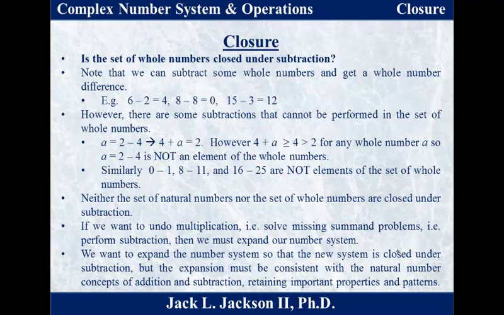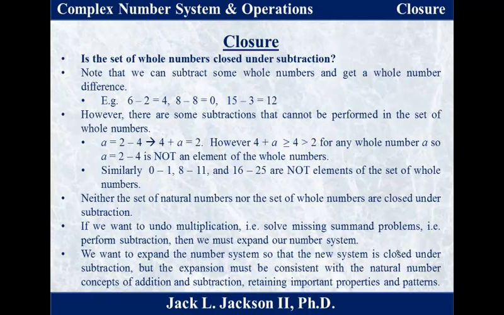So if A is 2 minus 4, then what we're saying is 4 plus A is 2. We're saying start at 4 on the number line. How far do we go to the right to get to 2? And the answer is it can't be done, because when we're adding a whole number, we're always going to the right on the number line. Notice that 4 plus A is always greater than or equal to 4, which is greater than 2 for any whole number A. So A, which is 2 minus 4, is not an element of the whole numbers.